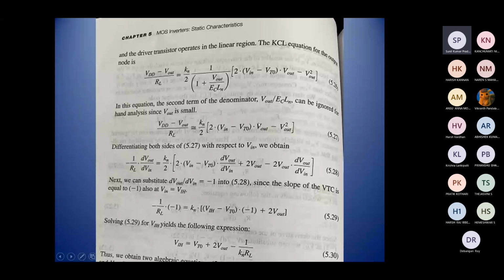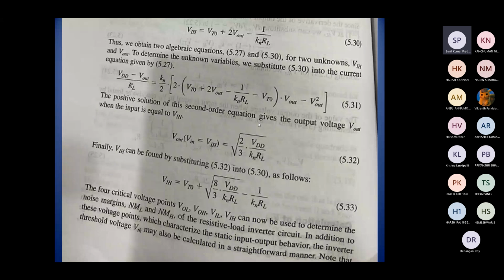The positive value of the second order equation gives the output voltage Vout when the input voltage is equal to input high voltage. So this comes to be root over 2 by 3 into VDD divided by Kn RL. So finally, we get the input high voltage is equal to threshold voltage plus square root of 8 by 3 VDD into Kn RL, minus 1 by Kn RL. This is our input high voltage.